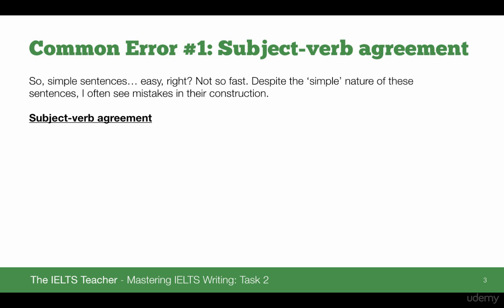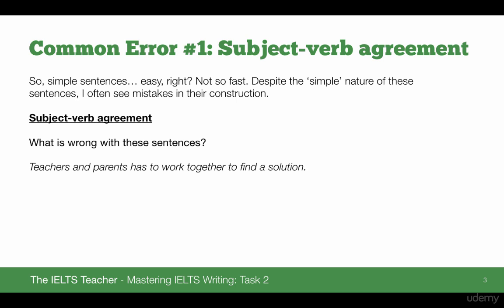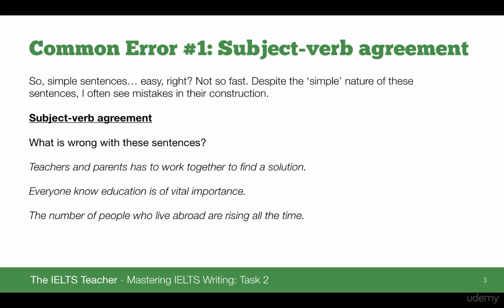So I want you to have a look at these following sentences now and tell me what is wrong with each of them. Teachers and parents has to work together to find a solution. Everyone knows education is of vital importance. The number of people who live abroad are rising all the time. So what is wrong with each of these sentences?